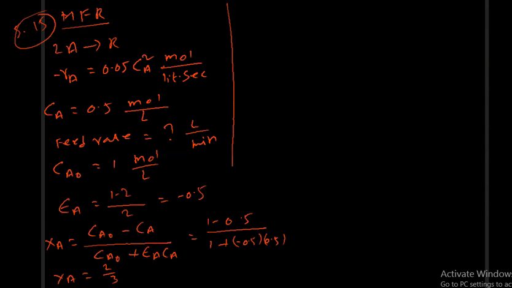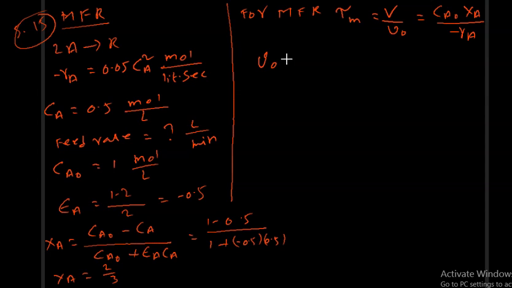For a mixed flow reactor, now for mixed flow reactor, we know that tau m is equal to V by V naught is equal to Ca naught into Xa divided by minus Ra. So what is V naught? V naught is equal to V into minus Ra divided by Ca naught into Xa.